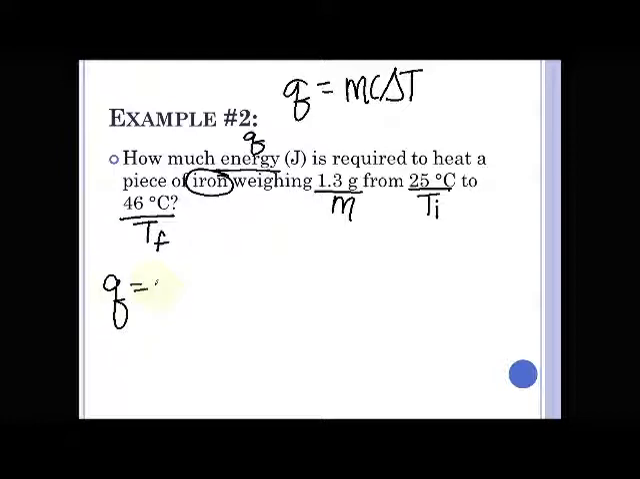So Q equals, we know the mass is 1.3 grams. Next up we have C. So with the C, you know that handy dandy little table on page 4? If you flip back over there and look down there, you can see that iron has a specific heat capacity of 0.45 joules per gram degree Celsius. That's what we're going to plug in for the C, because that's the specific heat capacity of iron. So the identity of the substance is important here.